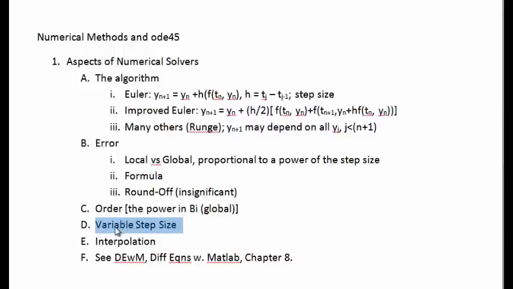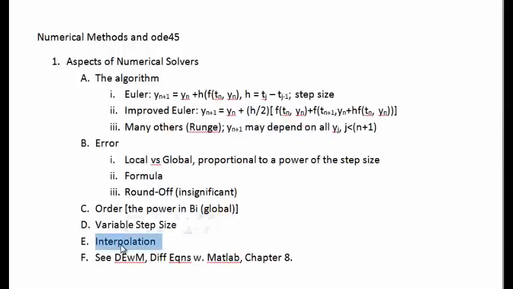ODE45, like all modern solvers, employs the method of variable step size. Internally, it knows as it's computing approximations when things are getting very variable, or the approximations are varying very widely. It decides on its own to diminish the step size in an attempt to improve accuracy. So, a modern technique, very, very valuable to have an algorithm which employs variable step size.